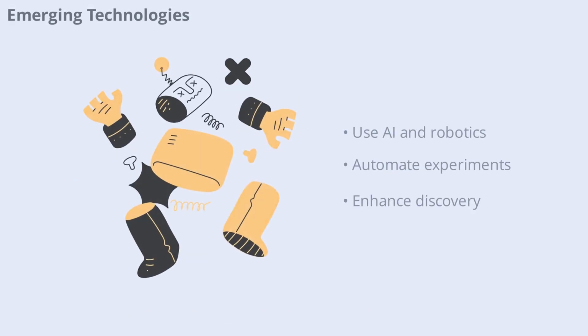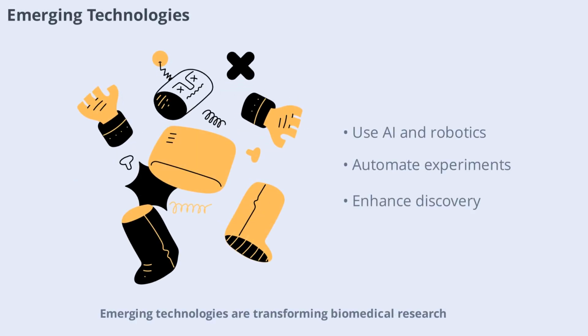Emerging technologies are transforming biomedical research. Tools like artificial intelligence, robotics, and nanotechnology enable new approaches to studying and treating diseases. Researchers use these technologies to analyze data, automate experiments, and develop advanced therapies. The integration of technology enhances precision, efficiency, and discovery. Staying at the forefront of innovation is crucial for advancing biomedical science.